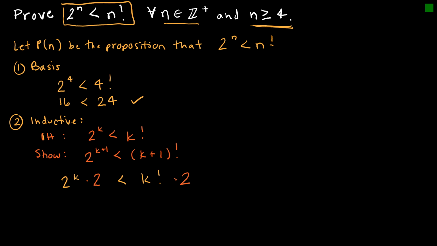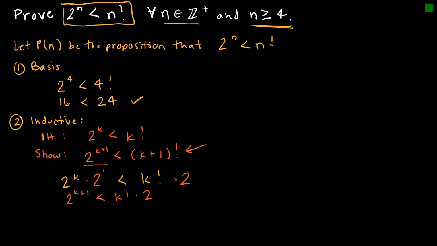Now, why do I do that? Because I want my left side to be 2 to the k plus 1. And I know that if I have a base of 2 and I take it times 2, then on the left side this is going to be 2 to the k plus 1, because I have 2 to the k and 2 to the 1, and that means I can just add those exponents together. So I have 2 to the k plus 1 is less than k factorial times 2. But remember, what I'm trying to get to is k plus 1 factorial.